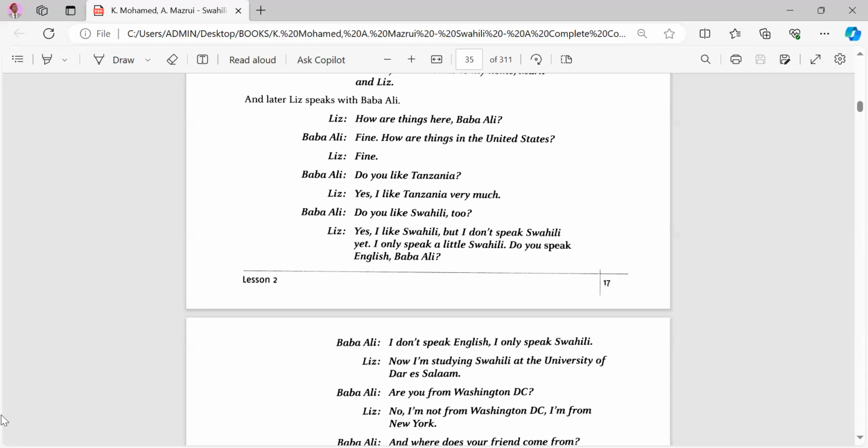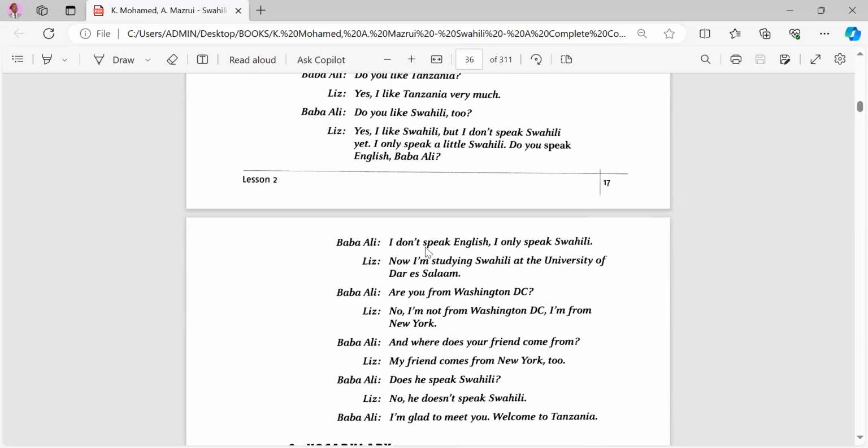Do you speak English, Baba Ali? This was the contentious sentence that Sister Ida tried to read. Okay, I don't speak English. I only speak Swahili. Was that the one that Glenroy did? Yeah, it is the one Glenroy did, and then you repeated. Oh, wow, it was more complicated. Okay, I don't speak English. I only speak Swahili.